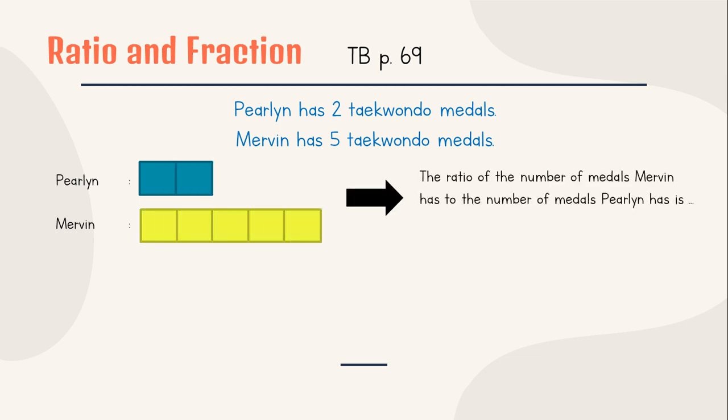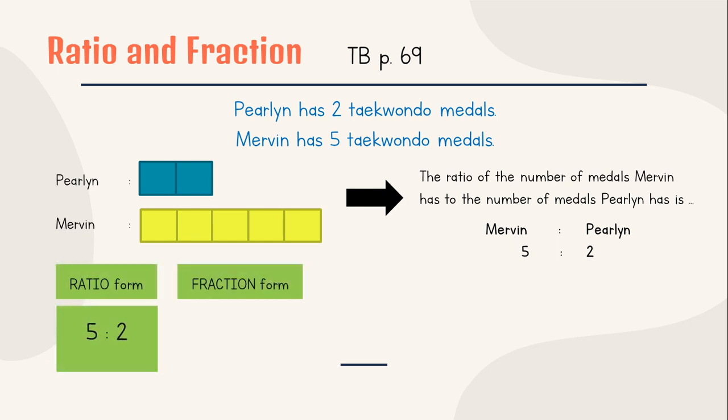Now, how about this question? The ratio of the number of medals Mervyn has to the number of medals Berlin has. So first Mervyn and then Berlin. Mervyn has 5, Berlin has 2, and then the ratio will be 5 to 2, while the fraction will be 5 per 2. Once again, in ratio, we do not need to make it into a decimal.